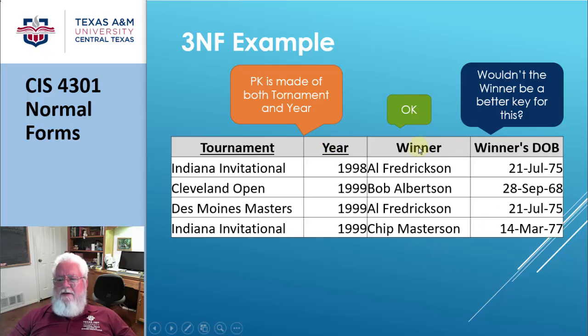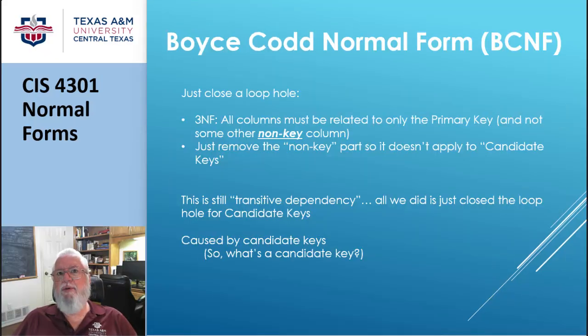What they're basically saying is winner would be a better key for the winner's date of birth. So this is a transitive dependency, meaning that tournament and year determine the winner, but the winner determines the date of birth. So you see how it does a little hop? The winner determines it.